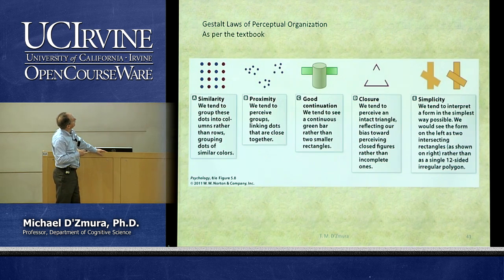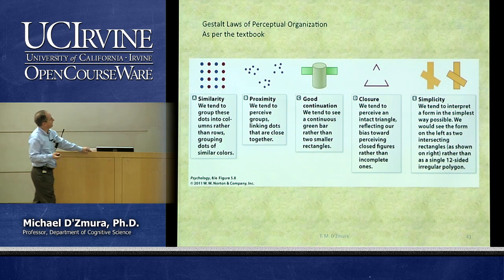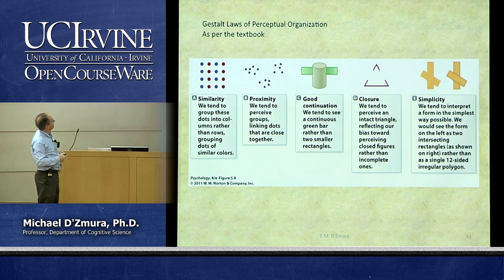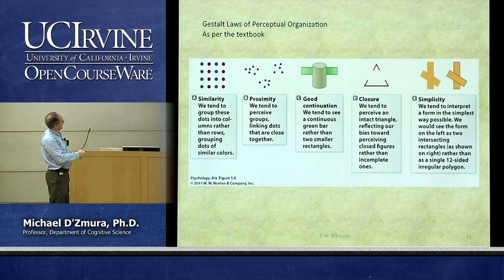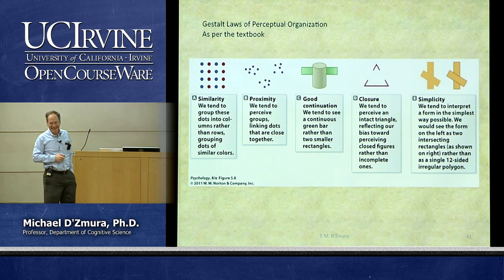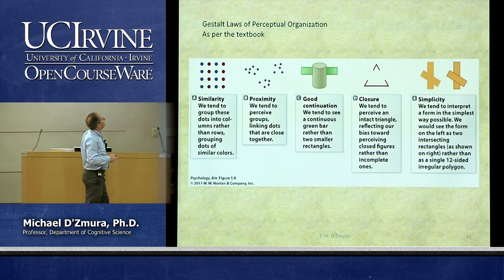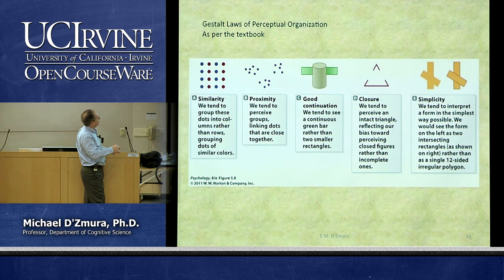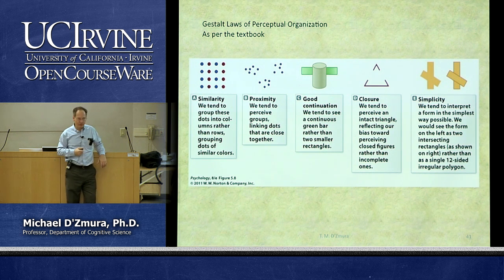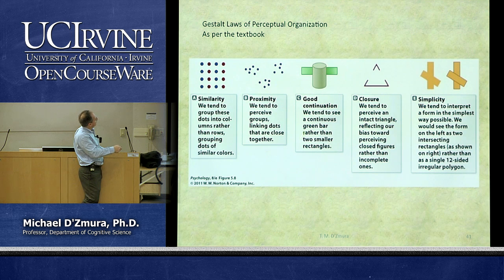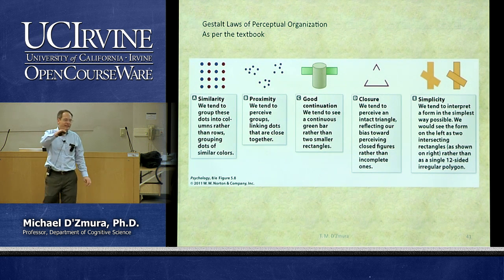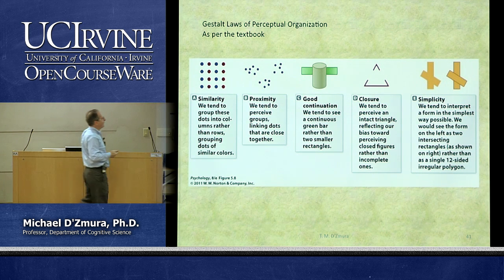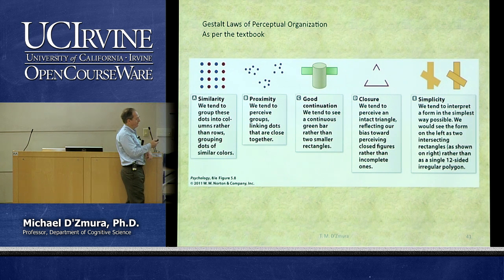And at this point, I want to say this. I think we're just about done. As per the textbook, similarity, we tend to group these dots into columns rather than rows. Things that are similar to one another get grouped together. Proximity, we tend to perceive groups linking dots that are close together. Things that are close to one another get grouped together. Good continuation, we tend to see a continuous green bar rather than two smaller rectangles. We tend to continue things in the easiest possible direction, as similar as possible to the original direction.